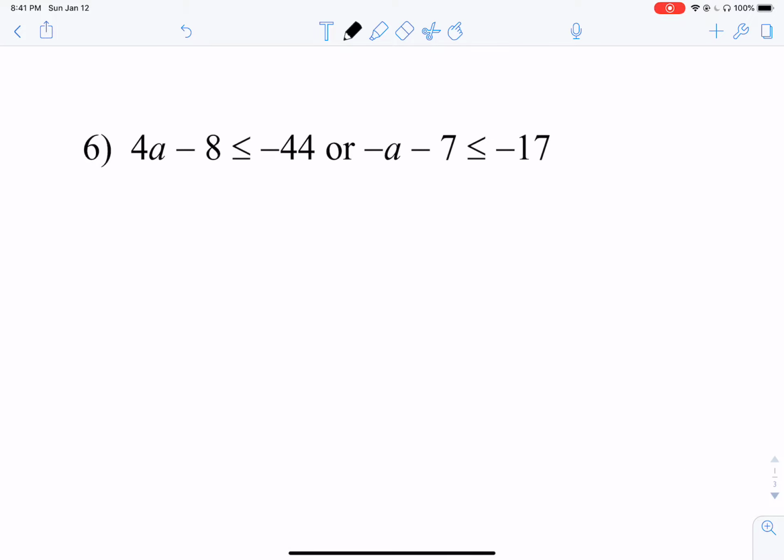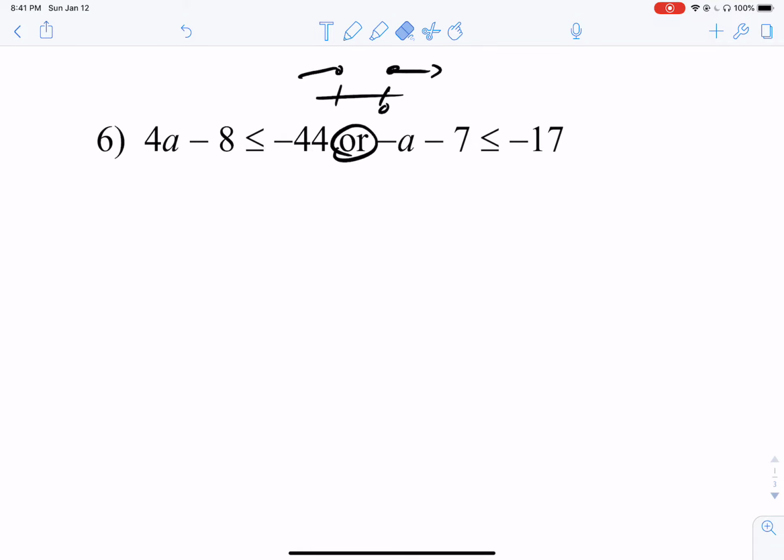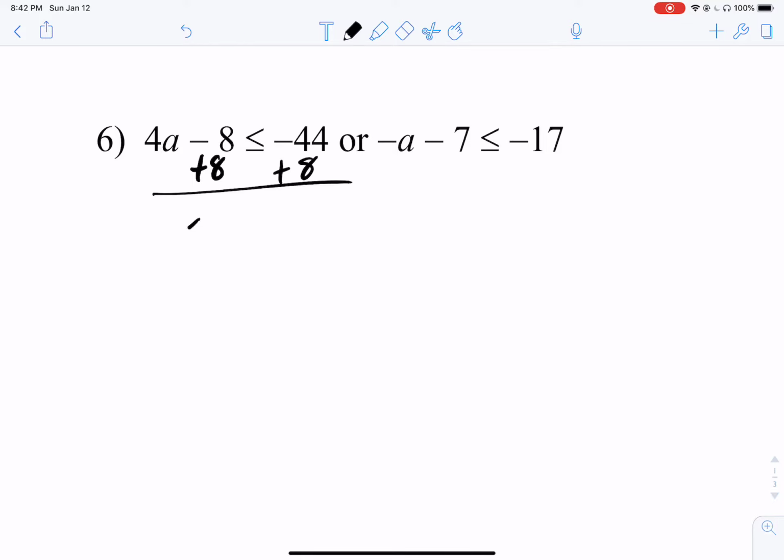This is an OR, so obviously the number line will look something like this, regardless of what the numbers are, okay? It's going to end up looking something like that because it's an OR inequality. So let's solve for it. For this one, we'll start with the one on the left side of the OR. We'll add 8 to both sides, and 4a would be less than or equal to, what is that, negative 32. We divide by 4, and a is less than or equal to negative 8.